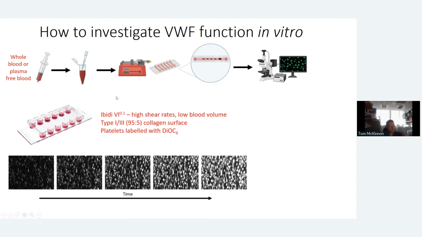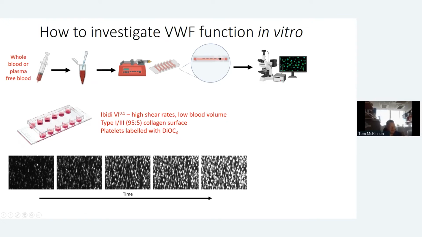Now, we routinely use the ibidi μ-Slide VI 0.1 slides. These allow us to have high shear rates, but with a relatively low blood volume. We typically use a mix of collagens type 1 and type 3, and we normally use something called DiOC6 to label the platelets. So what you can see here is just a very simple assay.